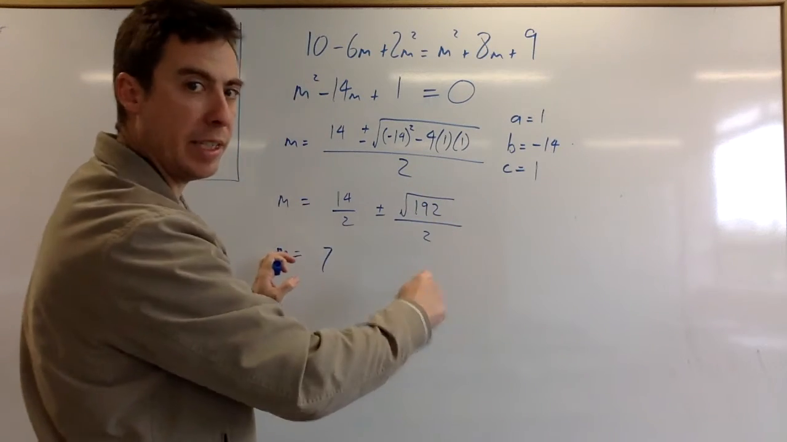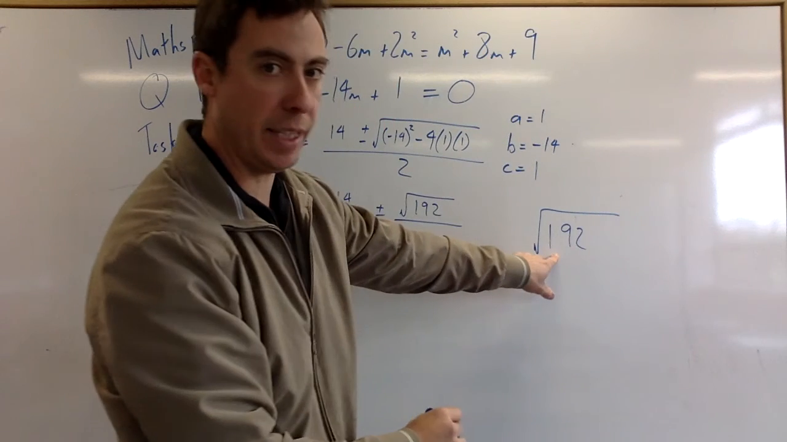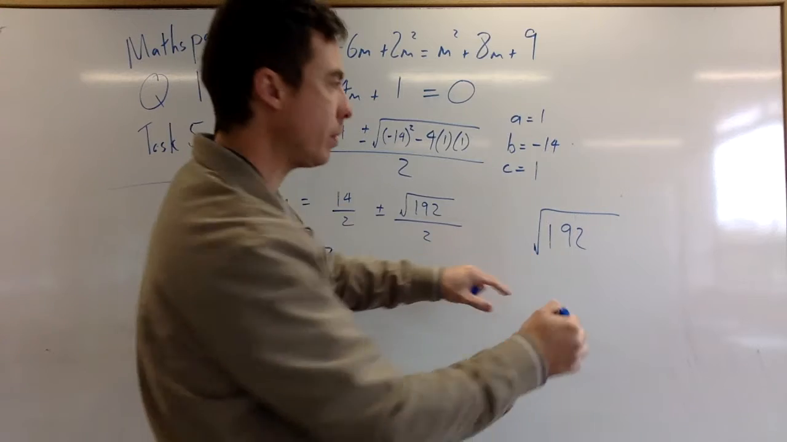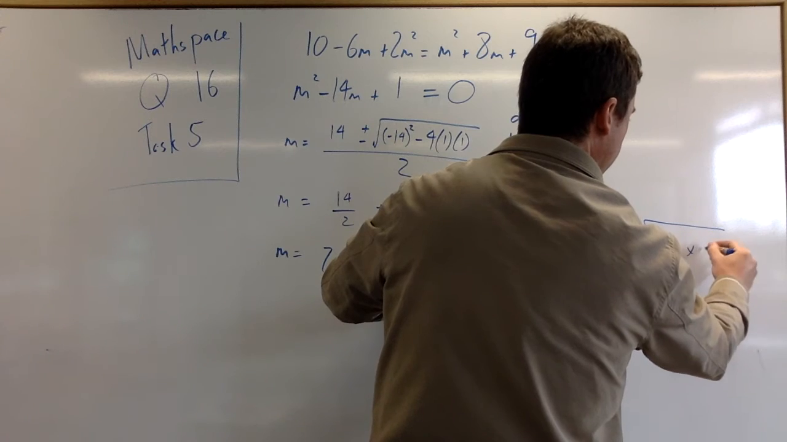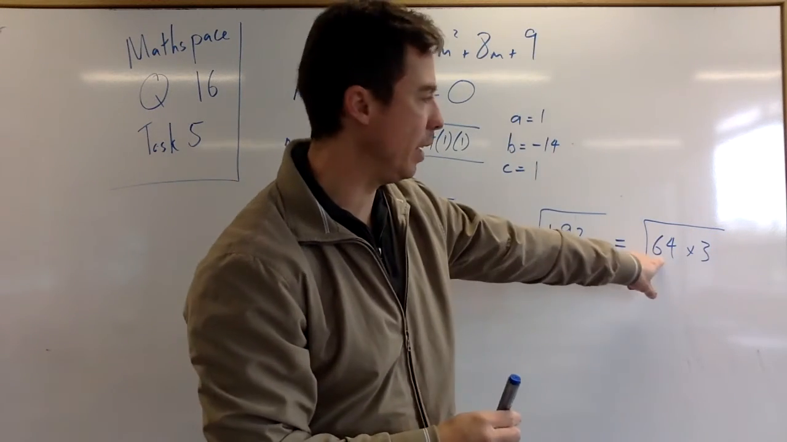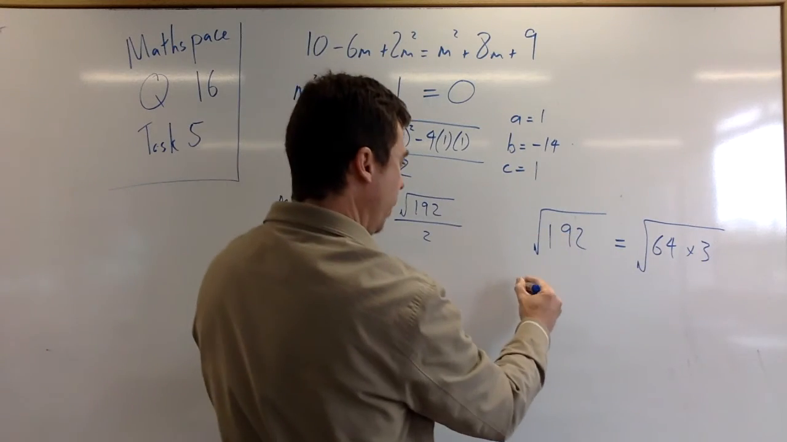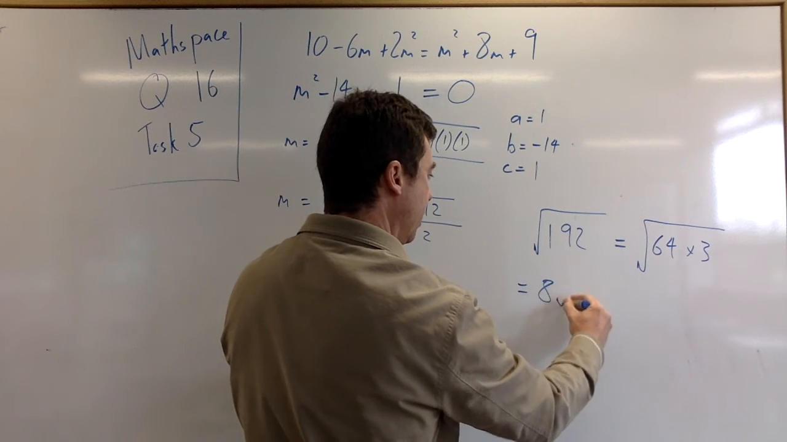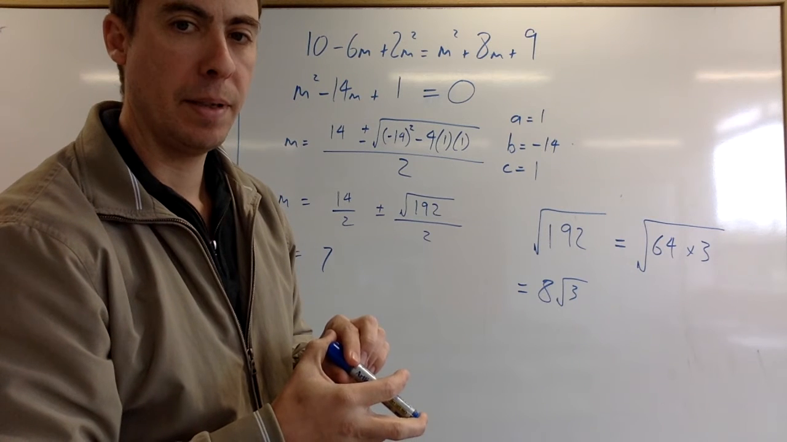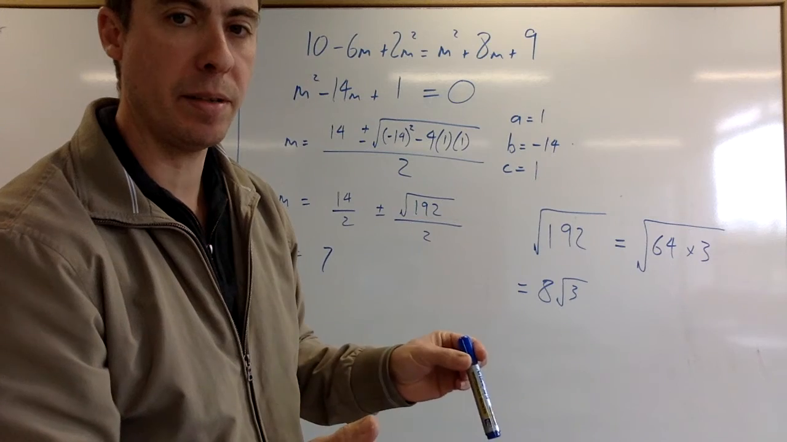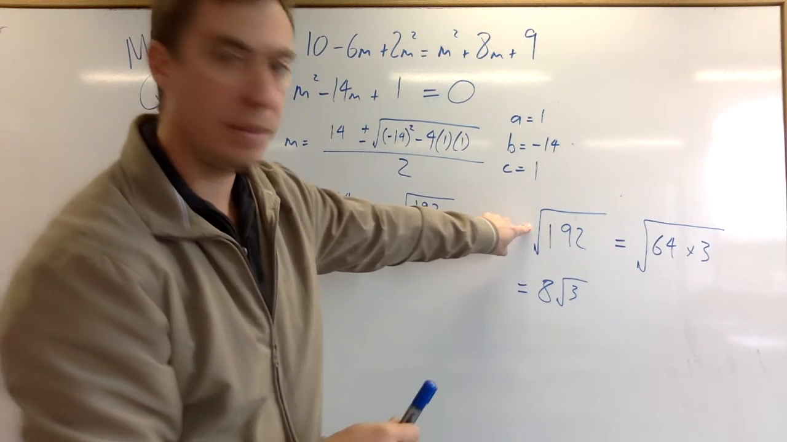Just considering this 192, I'll do it over here. The square root of 192, I could write the 192 as 3 times 64. The reason I want to do that is because 64 is a squared number that can be square rooted to equal 8. So instead of leaving it as the square root of 192, I could say it's 8 square root 3. Right? And what I've just done is simplify the surd. Surd, S-U-R-D, for square root.